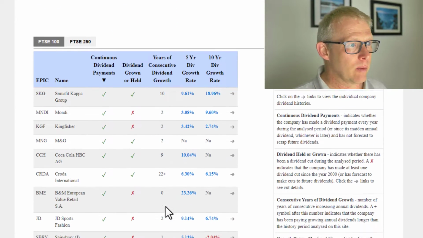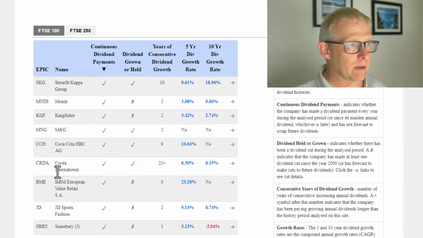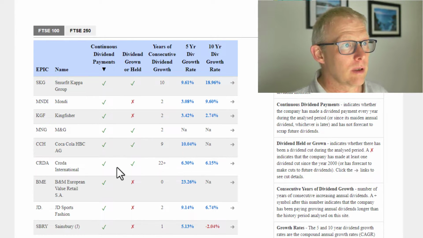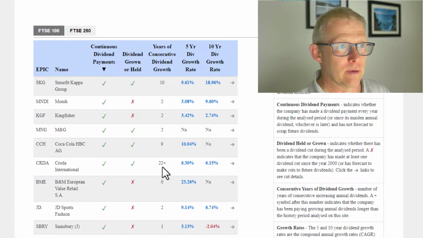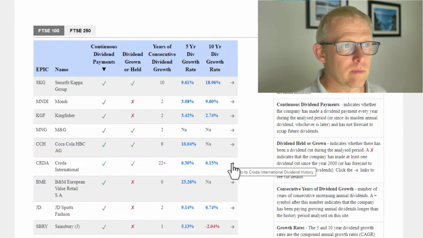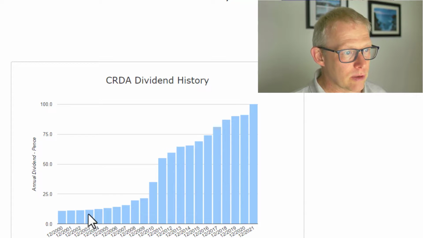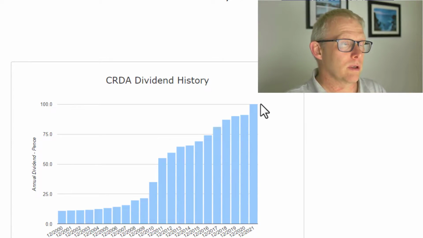Click on there, and what it will do is show you some of the companies. Let's have a quick look at Croda. We can see that yes, continuous and growing, and it has had consecutive growth for 22 plus years. It tells you what that growth rate looks like over the two time periods. But what we can do is go and have a look back over the past 22 years, and you can see that that dividend has grown. Really useful tool to go and have a look at.